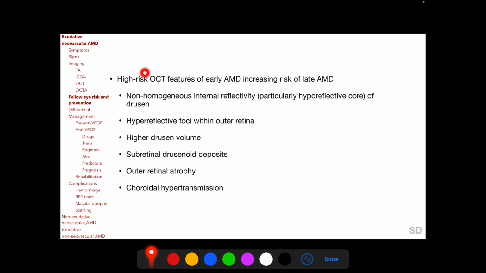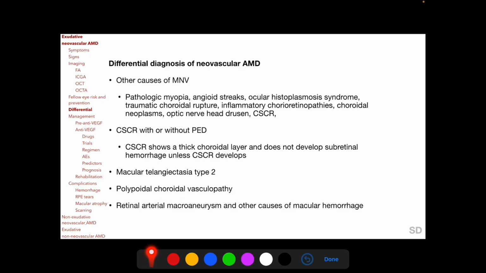And we have discussed the high-risk OCT features of early AMD, increasing the risk of late AMD, which include non-homogeneous internal reflectivity of drusen, hyperreflective foci within the outer retina, which suggests RPE migration within the retina, higher drusen volume, subretinal drusenoid deposits, and choroidal hypertransmission.